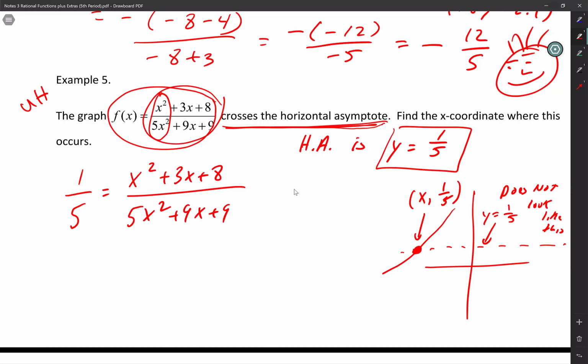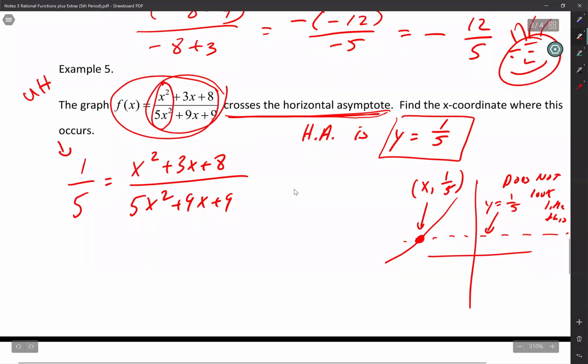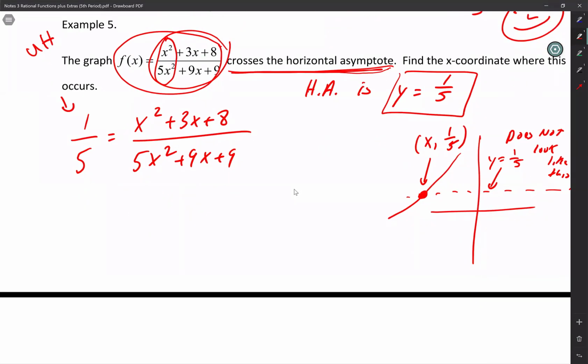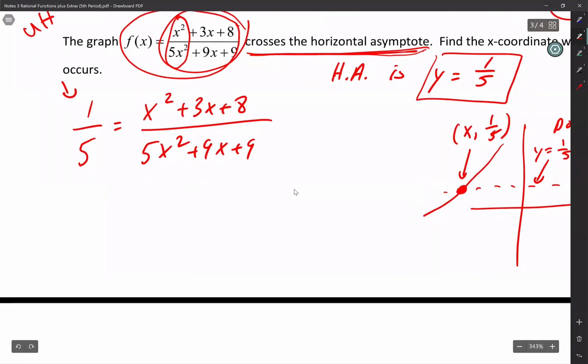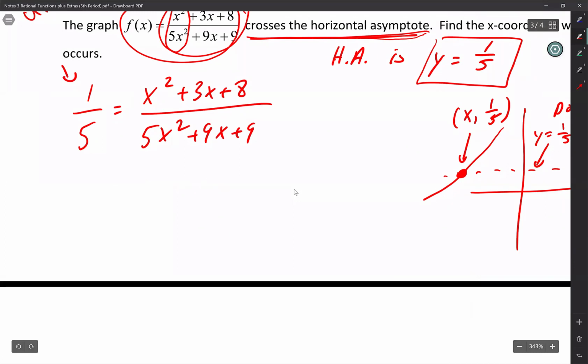So what did I just do? I just set the expression equal to this y value, 1/5. So now I'm gonna solve for x. You can use any method you like, guys. You probably learned this method in 4th grade, maybe 5th, cross multiply. So I think the best route might be to cross multiply here.